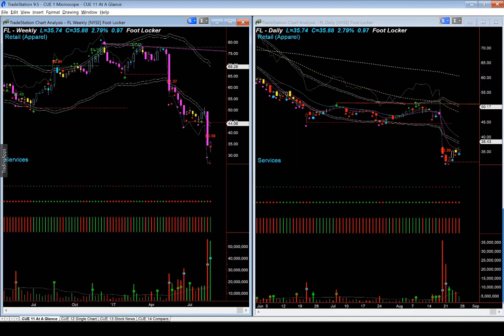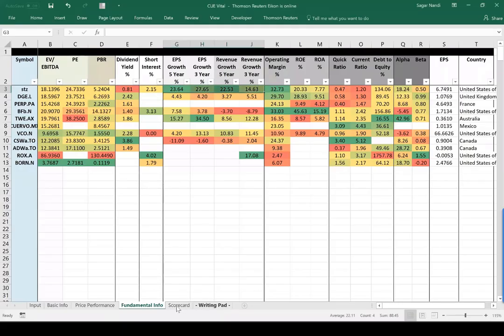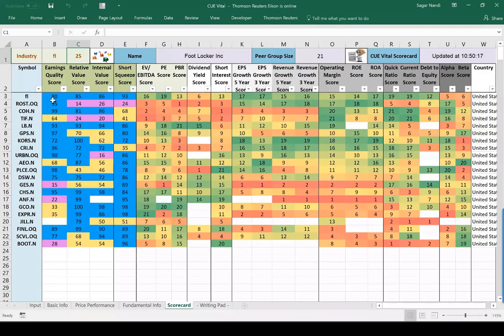If we look at fundamentals, I think it will look quite good in terms of valuation. Its valuation is quite good. Earnings quality is good. It's a shoe store, a big company actually. Relative value, internal value, both are good. There is a potential short squeeze. The growth is also not bad. It's actually one of the best in the group.